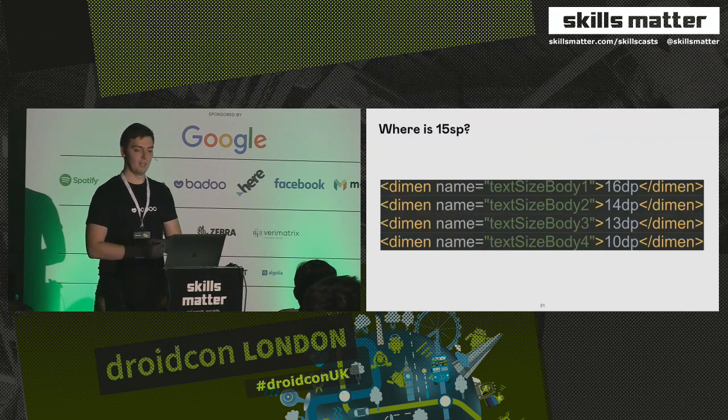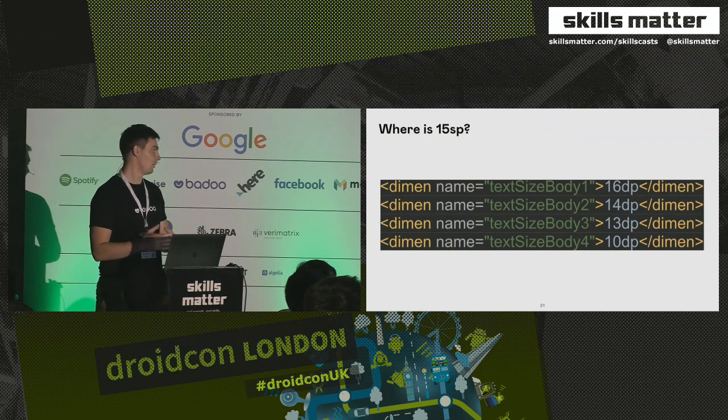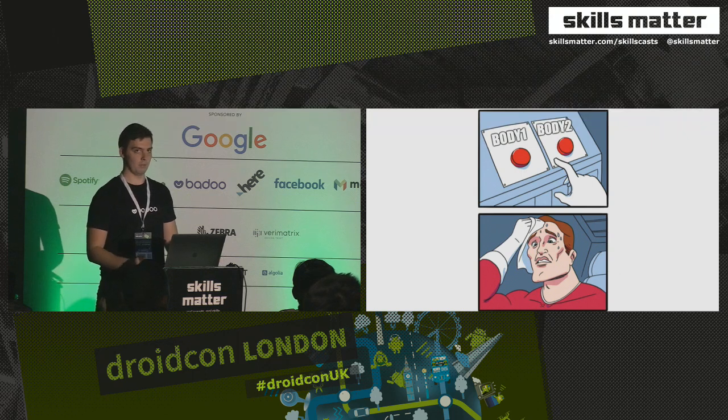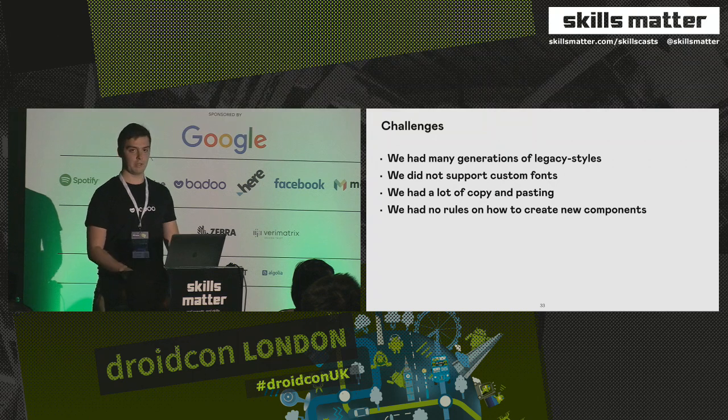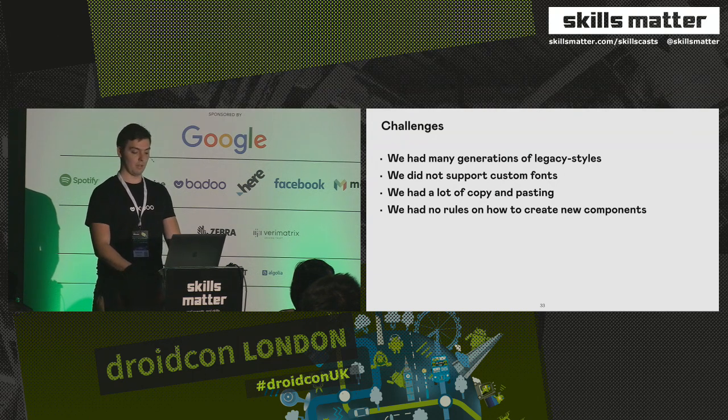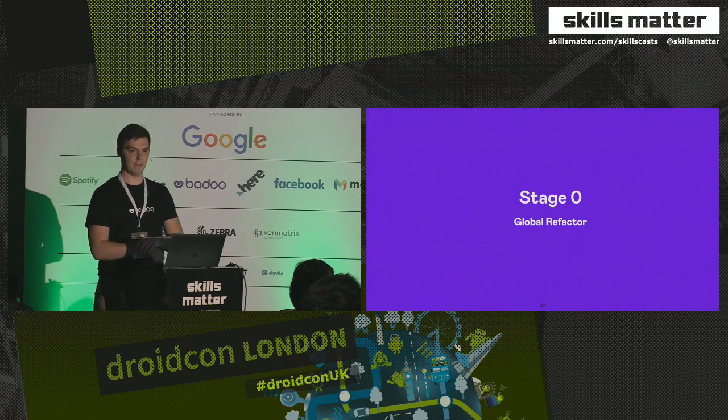And yes, it was really a mess. We didn't support custom fonts, and because of it, we had different sizes. And for new joiners, it was really a mess. So we had to understand which text style we had to pick. And we had many challenges which we had to solve. And in stage 0, we had to solve all this stuff.